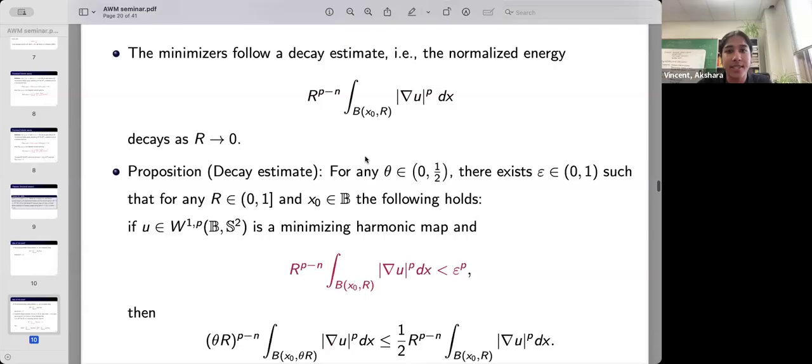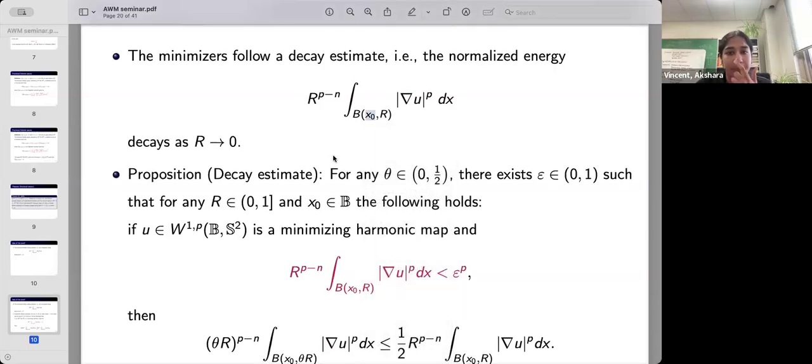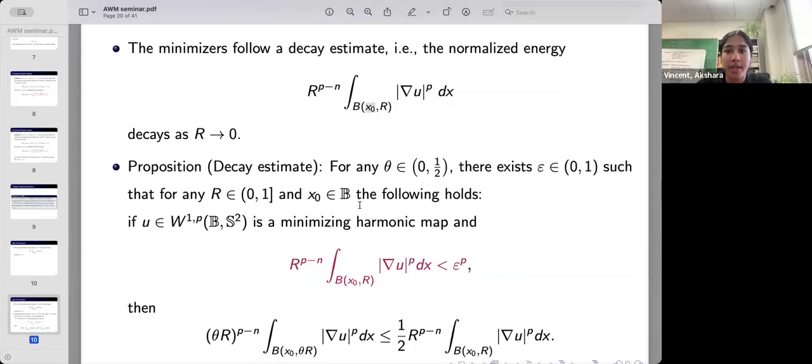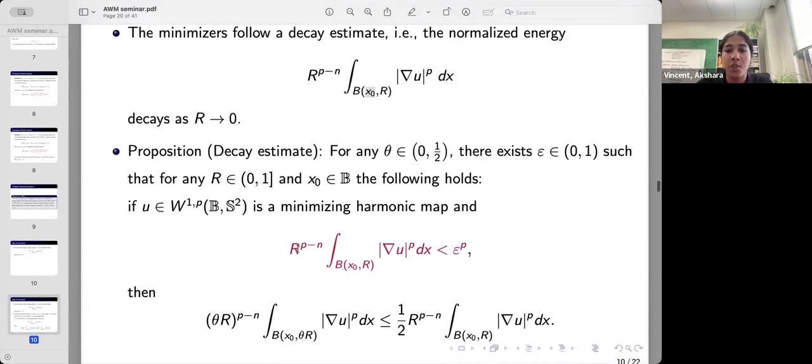So precisely, this is given as the decay estimate: for any theta belonging to (0, 1/2), we can find an epsilon such that for any point x naught and radius r, if U is a minimizing W^{1,p} harmonic map such that the normalized energy around that point is less than epsilon to the power p, then we can bound the energy on a ball with smaller radius theta r. Theta is smaller than 1, so theta r is less than r. That's why it's called the decay estimate.